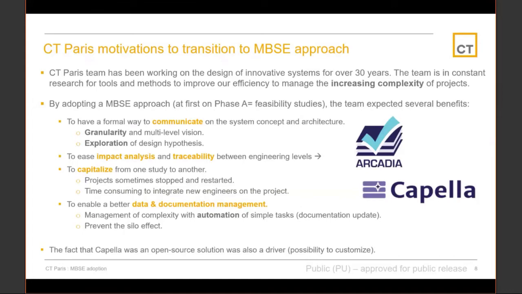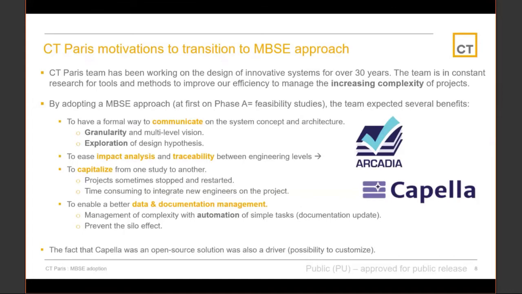Second aspect, we wanted to keep track of decisions, keep track of justification, and keep track also of the impact of one decision on the whole system, between system concepts, system requirements, and also, for instance, simulation results.